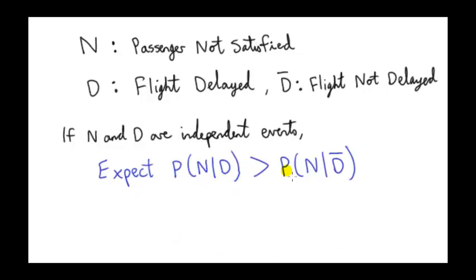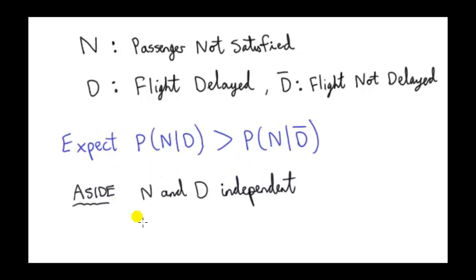Okay, so D bar stands for the event that the flight is not delayed. So this is what we would expect to be true. If the events were independent, these things would be equal. Okay, so the answer to the question is that we do not multiply the probabilities because N and D are dependent events. The probability that a passenger is not satisfied depends on whether or not the flight is delayed.